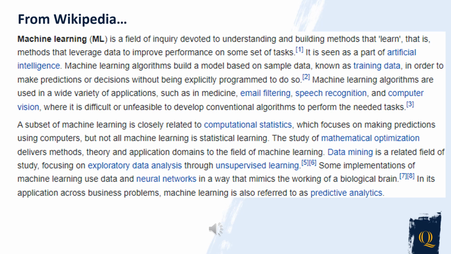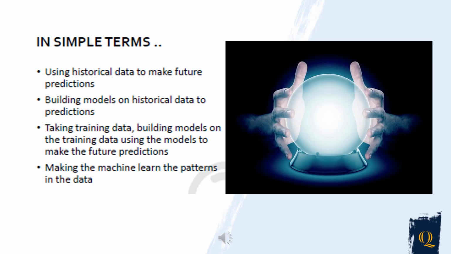Here's another longer definition of machine learning from Wikipedia. Take your time to read it at your leisure. In simple terms, machine learning is all about using data from the past to predict outcomes in the future.